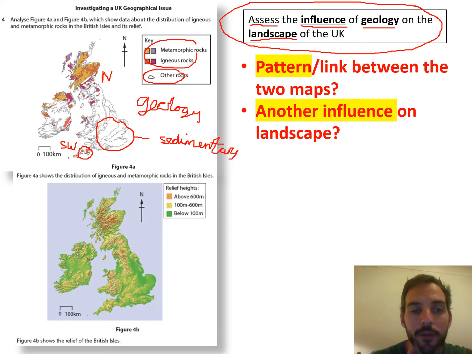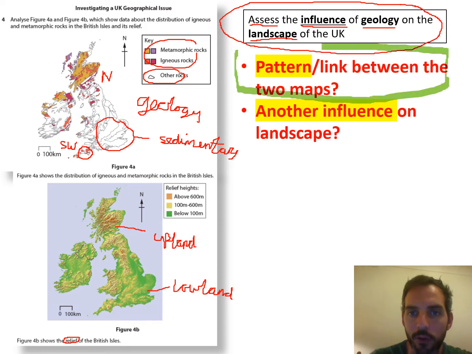The next map we've got is a map showing the landscapes. This is showing the landscapes, and it's got that word in there at the bottom, relief. That means the shape of the land. So this is our relief topographical map, and it's showing the upland areas, and it's also showing us the lowland areas. So first thing you need to ask yourself is, is there a pattern or a link between these two maps? Hopefully you should be able to see that, yeah, there's a very strong pattern here where you have igneous and metamorphic rocks, here you have upland areas.